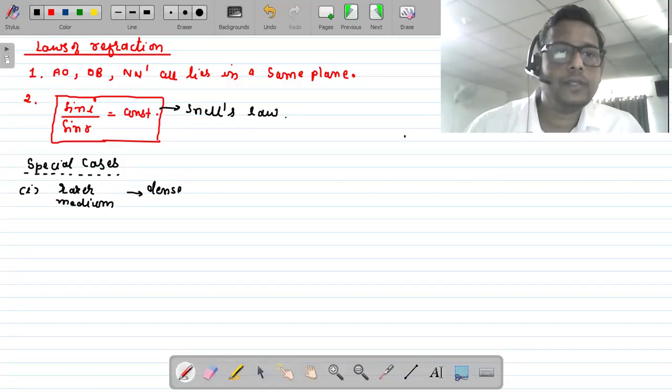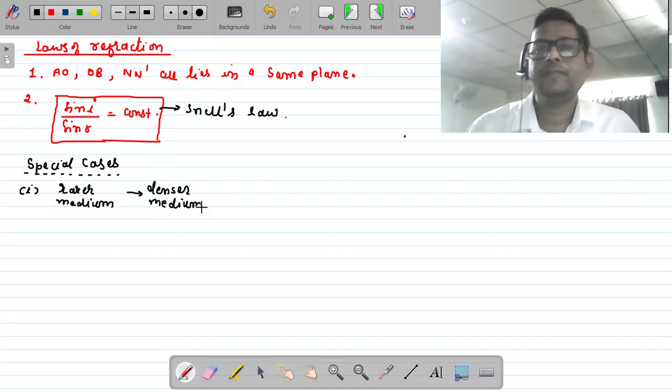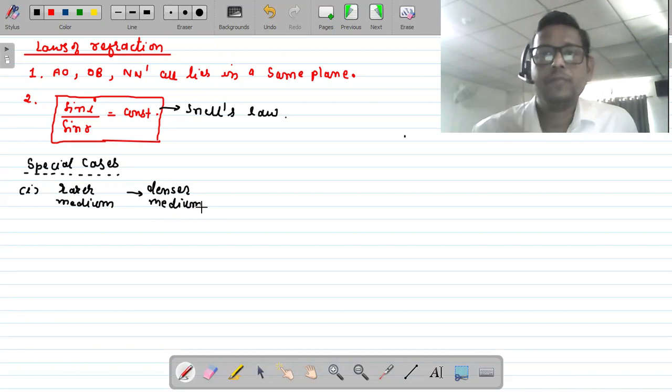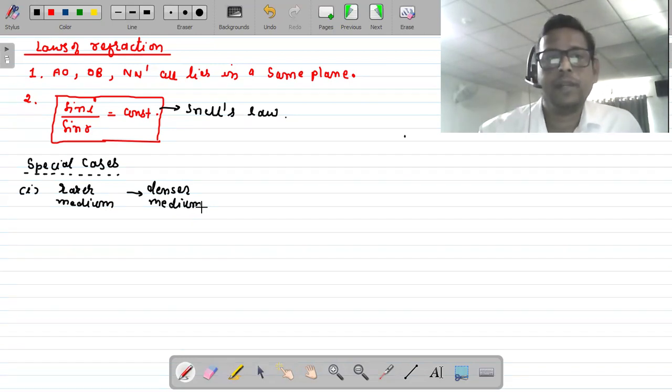Actually, I am making some statements. When a light ray travels from a rarer medium to a denser medium, it bends towards the normal. And when the light ray travels from a denser medium to a rarer medium, it bends away from the normal. So I am making these two statements. Let's prove these statements by the mathematical expression.